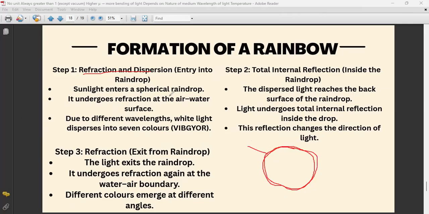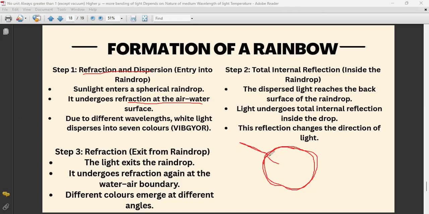The sunlight enters the spherical raindrop, and it undergoes refraction at the air-water surface. The light ray will travel in a straight path until it touches the surface of the water droplet, and at the point when it touches this, the light ray will get refracted. Due to the different wavelengths, the white light disperses into the seven colors. So the light ray has refracted, and that light ray will disperse into its seven colors.